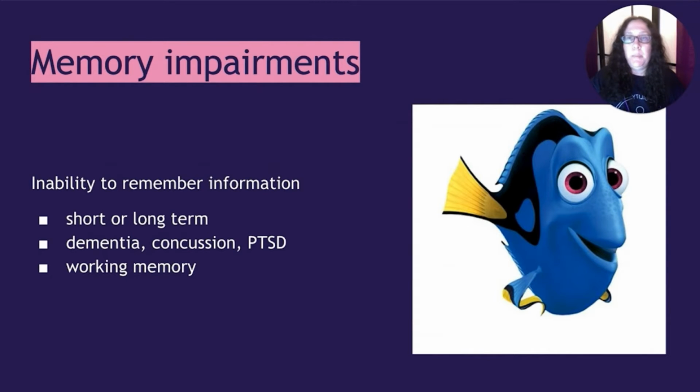Next, we have memory impairments. So, quite simply put, this is an inability to remember information. And this could be short-term or long-term. It could be from a disorder such as dementia. It could be an issue such as having a concussion, or something like PTSD, post-traumatic stress disorder. And another thing that not everybody is aware of is a working memory issue.